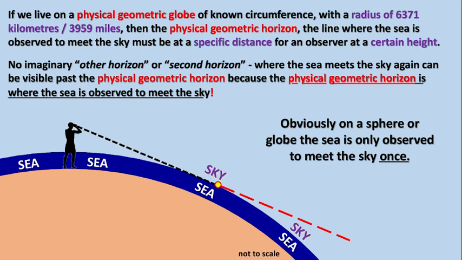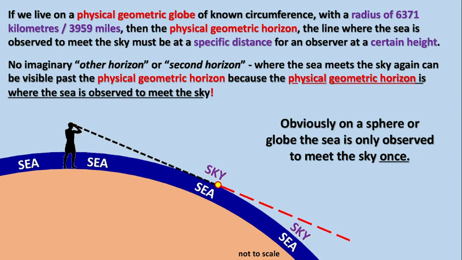If we live on a physical geometric globe of known circumference with a radius of 6,371 kilometers or 3,959 miles, then the physical geometric horizon, the line where the sea is observed to meet the sky, must be at a specific distance for an observer at a certain height.